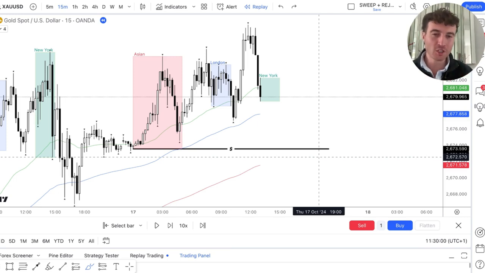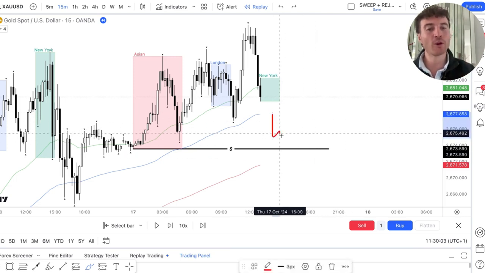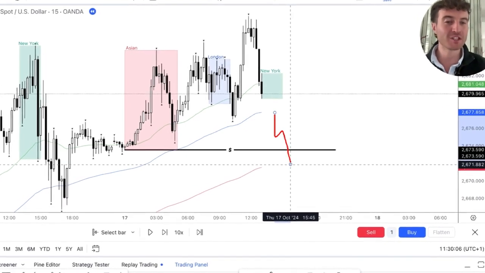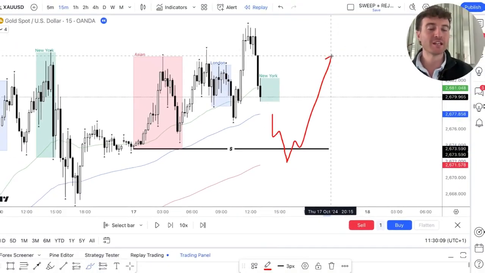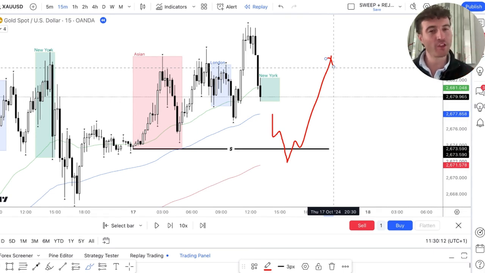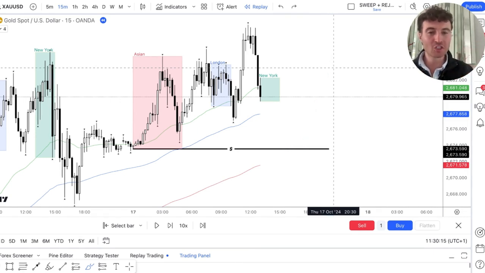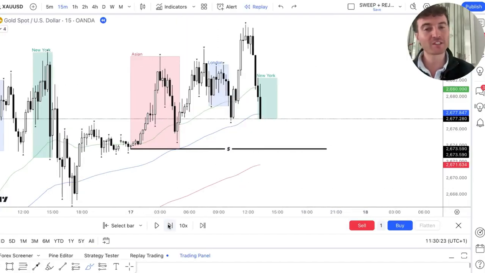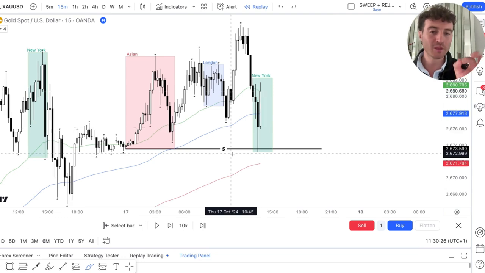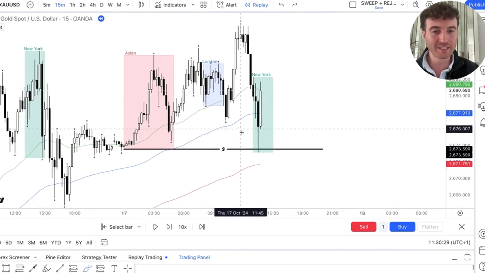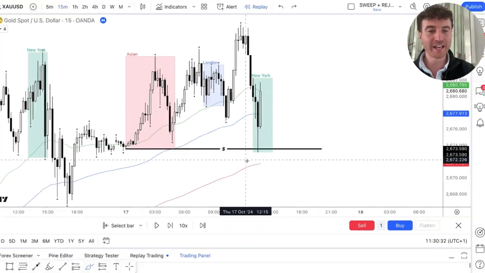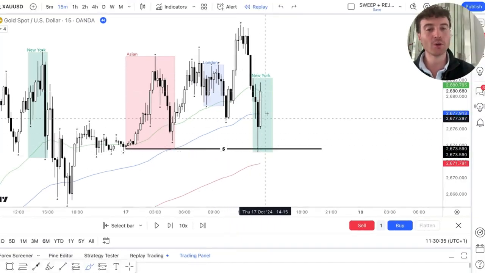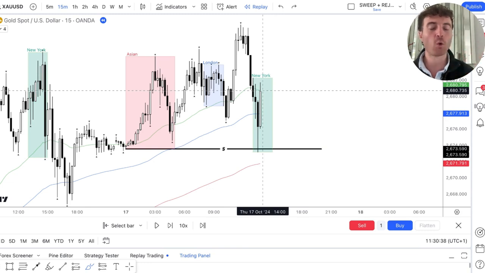A big problem that traders have is they don't have the patience to wait for price to come down below to liquidate these orders and then look for a shift and then a trade to the upside. Traders want to enter the market too prematurely, but simply waiting for the run on liquidity will transform your trading completely. So let's play out this New York session. You can see we've run this liquidity right here below this Asian session low, and we've started to reject off this level quite strongly.